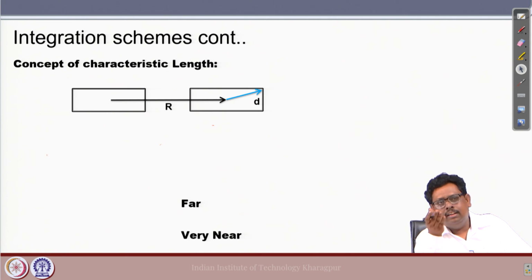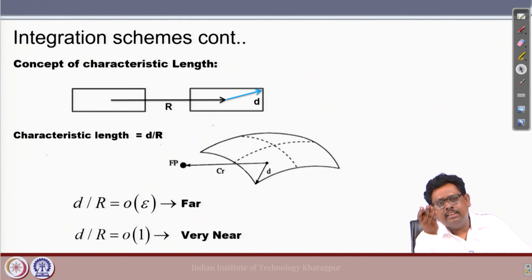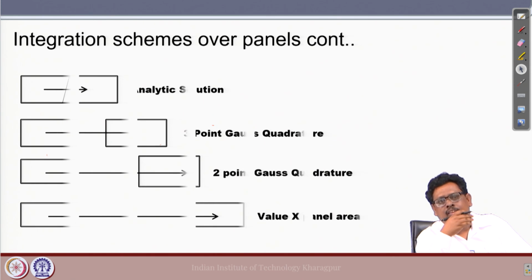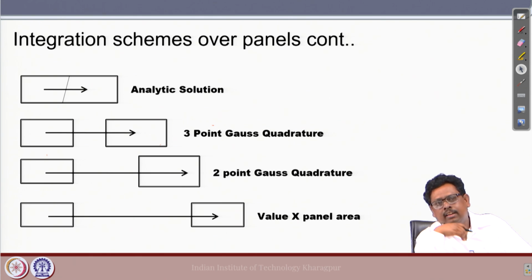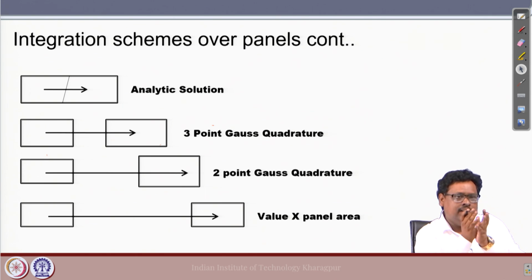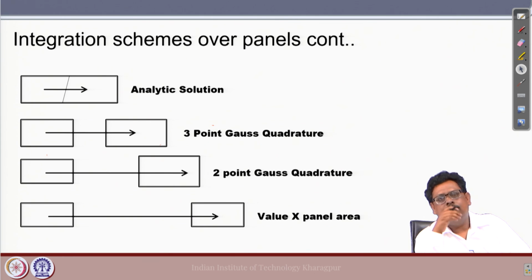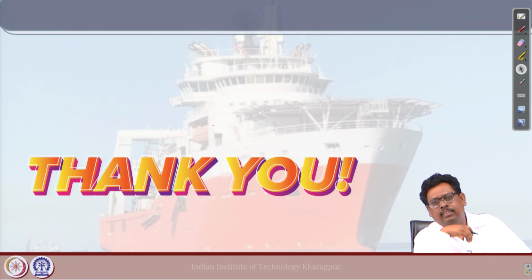For example, we have to discuss this characteristic length, what is the meaning of this characteristic length, and also, based on this characteristic length, what the integration schemes are. Those things we are going to discuss from the next class. So, for today let us stop over here. Thank you.